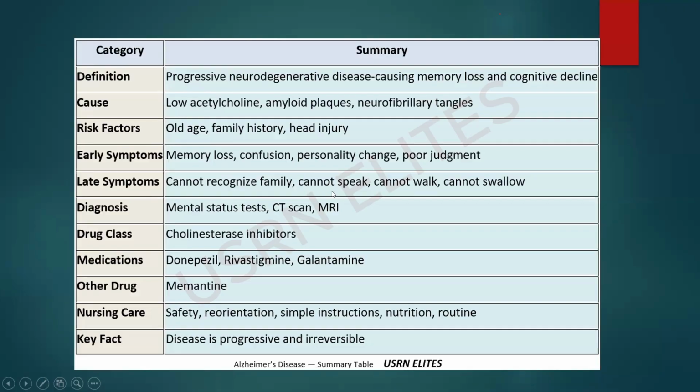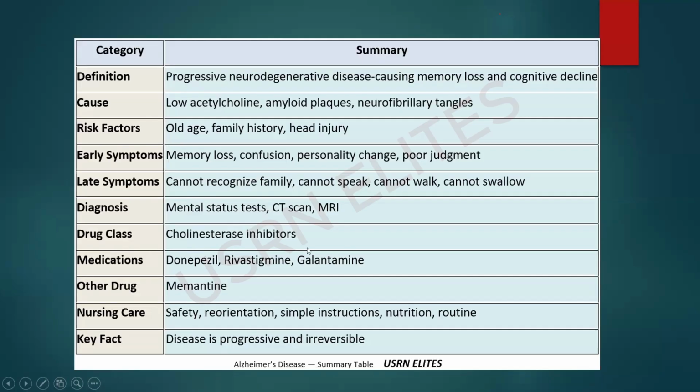Okay, so they will have the part of the brain which controls speech affected. So they cannot speak, they can't even walk. Okay, and swallowing will be very difficult for them. So how do we diagnose Alzheimer's disease? We have mental status tests. Then CT scan and MRI will help to identify the structural changes in the brain. So these are used to help us diagnose Alzheimer's disease. Okay.